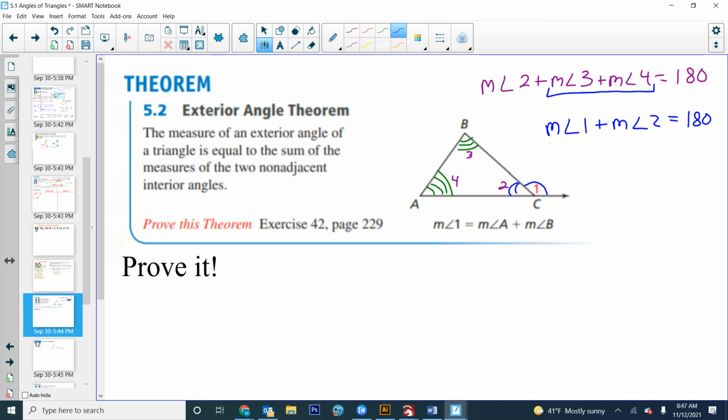What do 3 plus 4 equal? Measure of angle 1. Do you see it? Who could explain that?